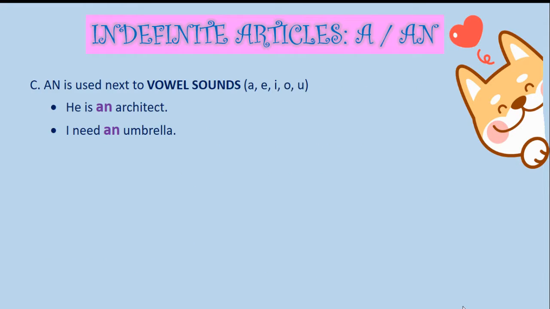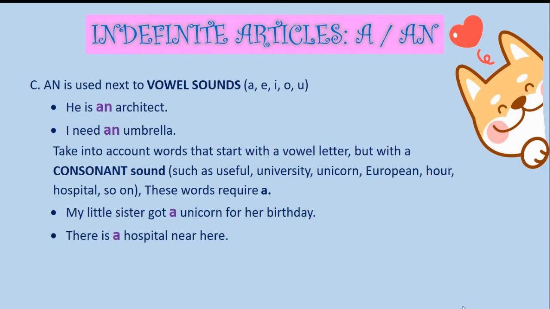Then we have the other use. An is used next to vowel sounds, and I'm going to be emphatic on this. When you have the vowel sound, like he is an architect, that sound. He's an architect. I need an umbrella. Here the U letter has the sound, umbrella. I need an umbrella, okay? Why am I emphasizing this? Because of the tricky part that we have to face.